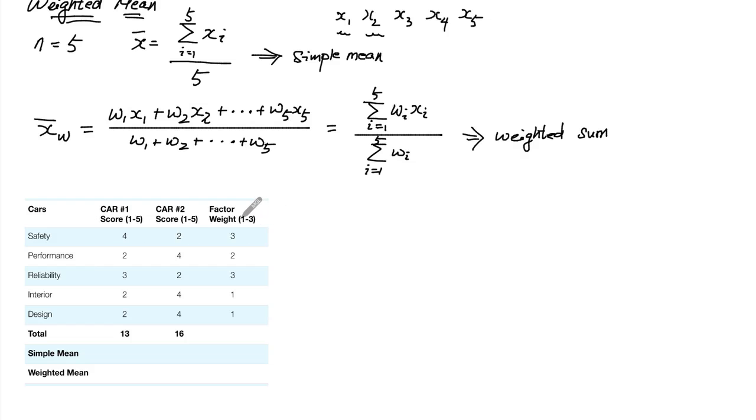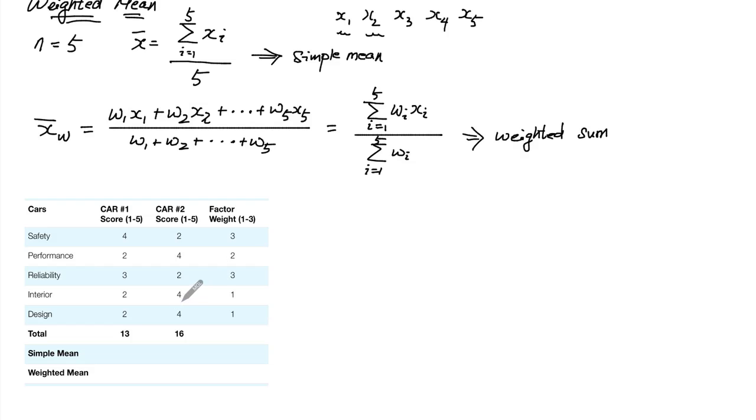And we are given a factor weight for each of these categories. These factor weights indicate to us that safety, given a weight of 3, is something that is more important to a car buyer than something like the interior design and the exterior design of the car. The interior and the exterior design of the cars have a weighing of simply 1. So the higher the weight, the more important that particular observation or measurement is.